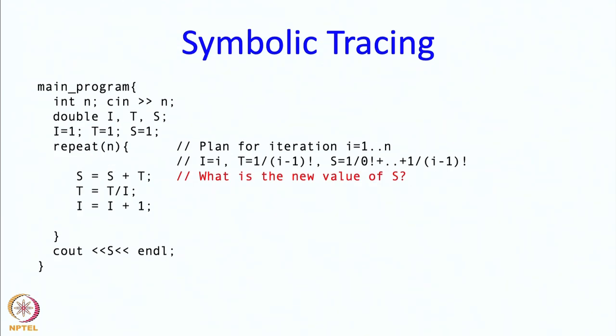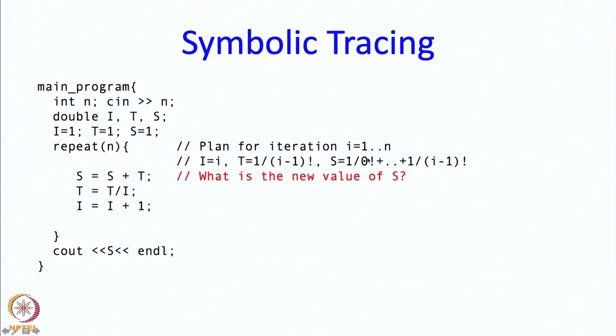Then the last and by no means the least important method is symbolic tracing. So again, it's the same program, and the question that we are going to ask is, let us assume that things have worked out until this point. Well, we can check whether they have worked out at the first iteration. So how do we check that? We look at I equals 1, T equals 1, S equals 1. So that in fact has worked out according to plan, because I, T and S have exactly the values recommended over here.